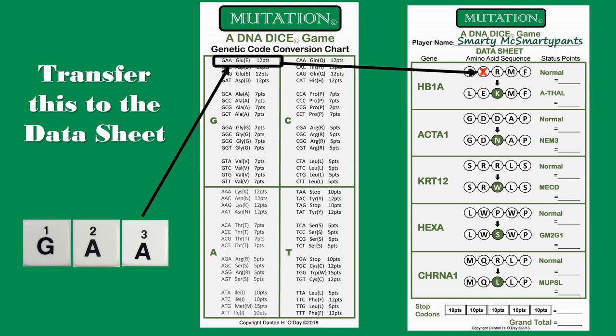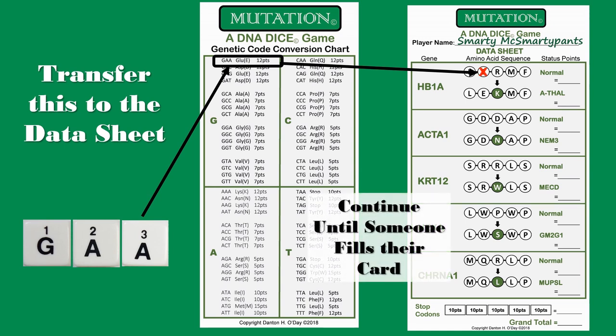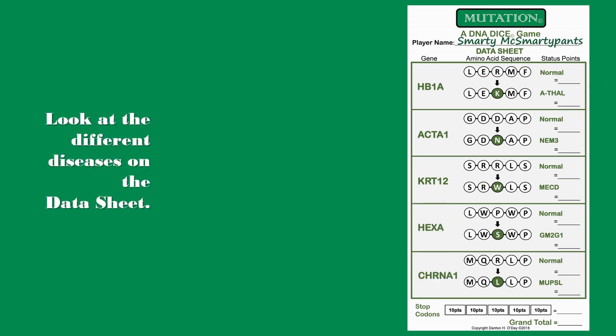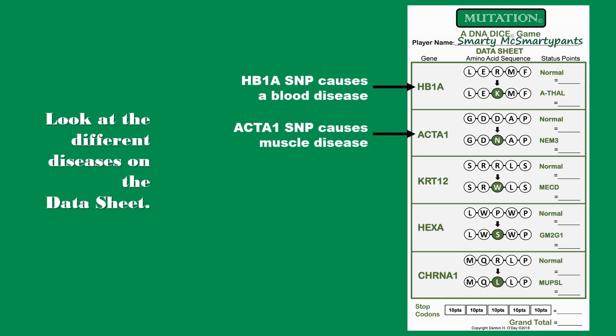The game continues until someone fills their datasheet or time is up. Now look at the different diseases on the datasheet. The HB1A SNP causes a blood disease. The ACTA1 SNP causes muscle disease.